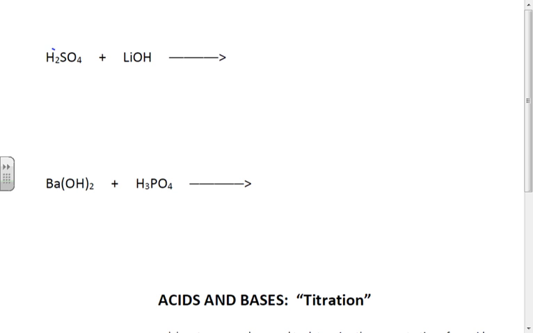H2SO4 starts with hydrogen. It's our acid. Reacting with lithium hydroxide, the OH indicates it's a base. We have 2 hydrogens, but only 1 hydroxide. So we put a 2 in front of lithium hydroxide to make sure we have equal amounts, and we're going to make 2 water molecules when these things pair up. And then we look and see what we have left behind.